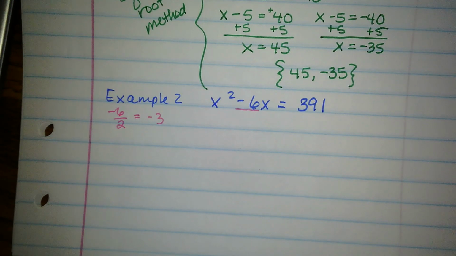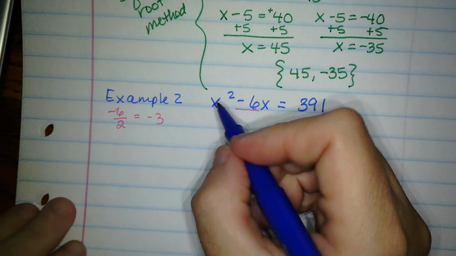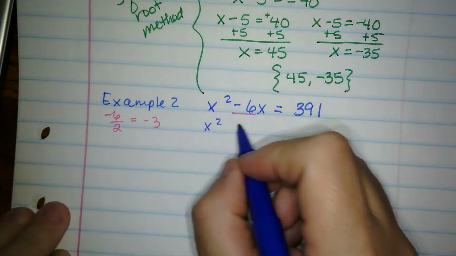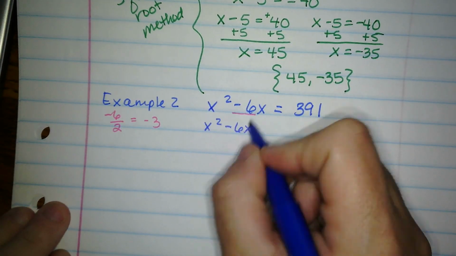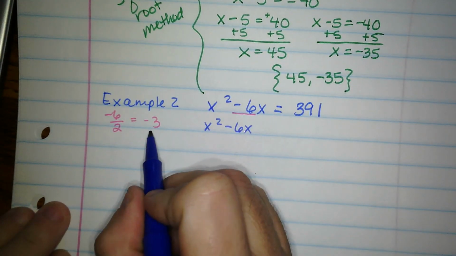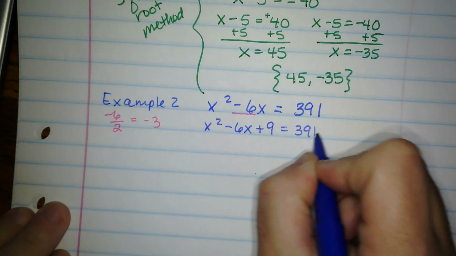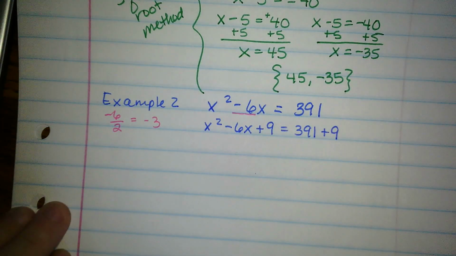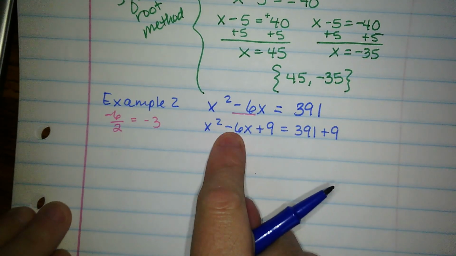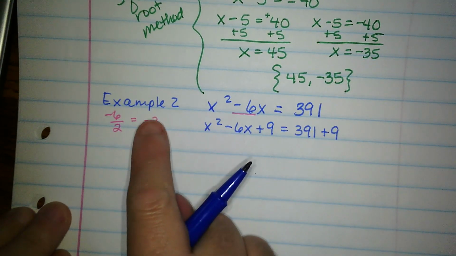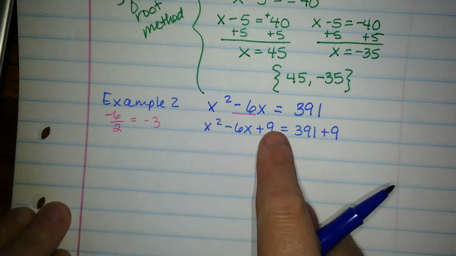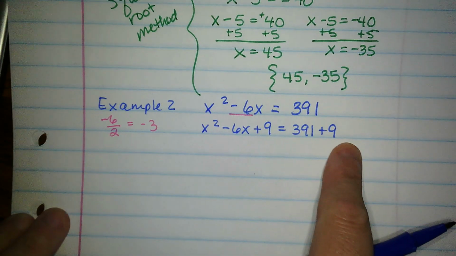And then I'm going to square it. Don't forget that the whole purpose of this is to complete the square. So we're going to keep that here. And when you square that negative 3, you're going to get positive 9. And you're going to add that to both sides of equals. Half of negative 6 is negative 3, and negative 3 times negative 3 is positive 9. That's what you're adding to both sides.